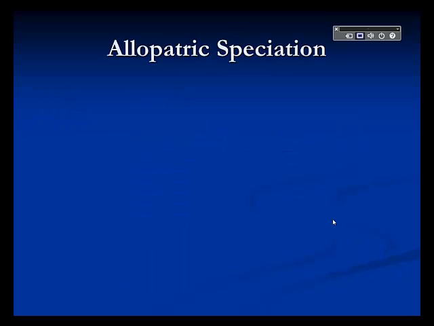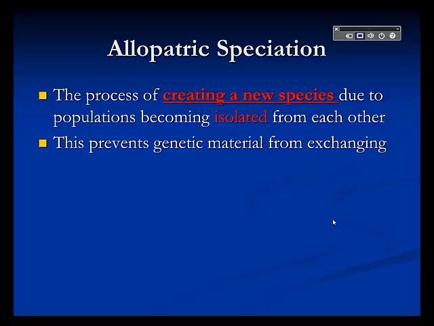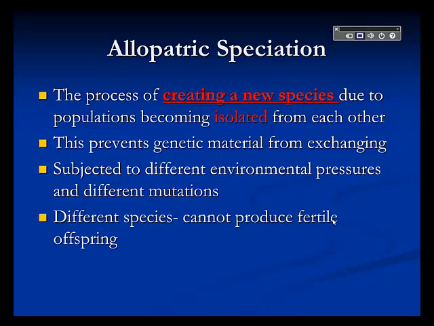The next topic we're going to talk about is allopatric speciation. In class, we'll just basically refer to it as speciation. This just means creating a new species. The reason this happens is that when organisms are separated from each other, they're no longer trading their genetic information and changes occur. They don't breed anymore, and over a long period of time, it can lead to incompatible DNA, so they're not able to reproduce viable offspring. This prevents genetic material from exchanging, and it's due to being subjected to different environmental pressures. Different species cannot produce fertile offspring. That's the key thing.